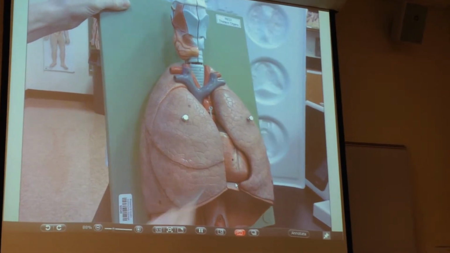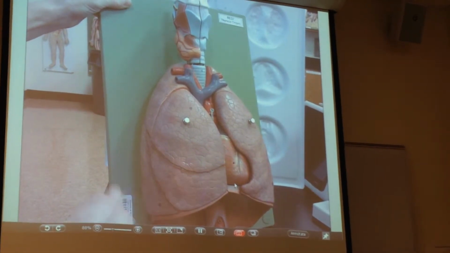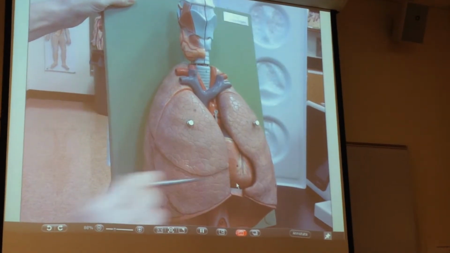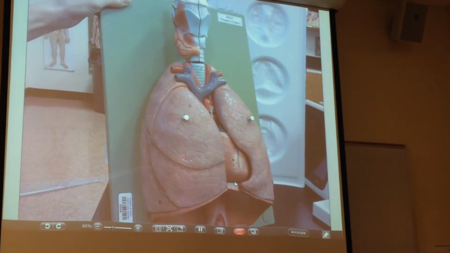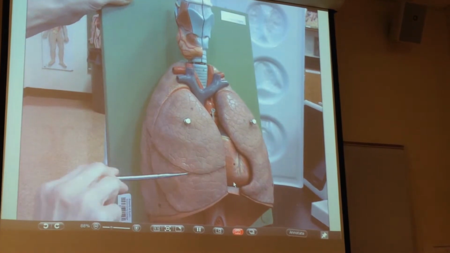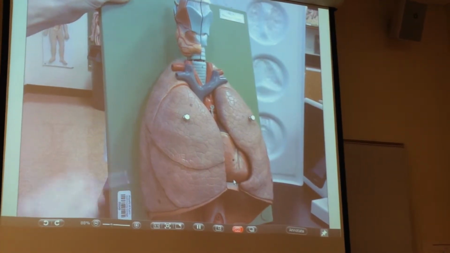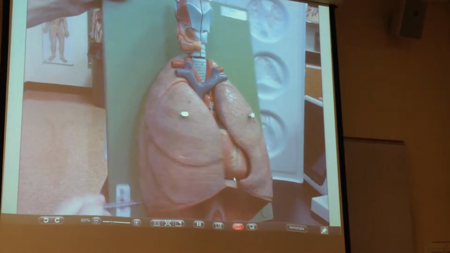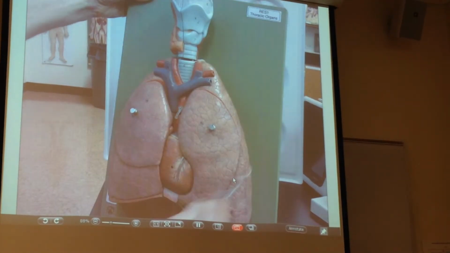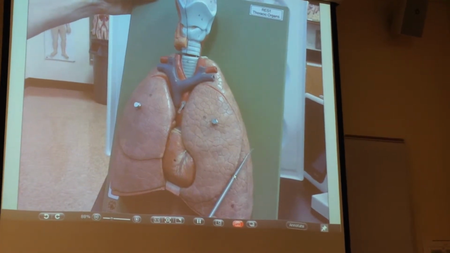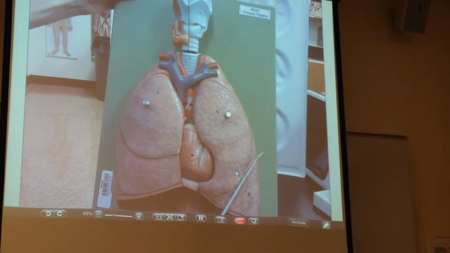Now, these fissures that we see right here, luckily they're named logically. This one that goes across in a horizontal fashion is called the horizontal fissure. This one over here that's going at an angle is the oblique fissure. Very nice. And this one over here, it would also be called oblique fissure. It's going at an angle.